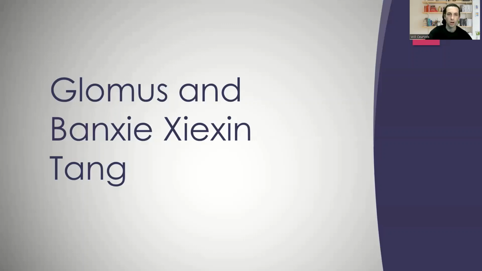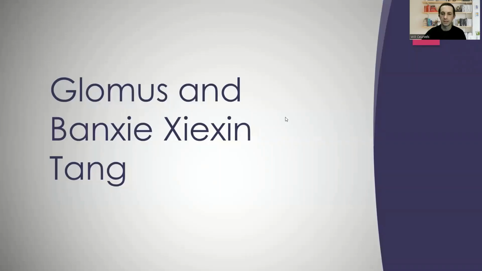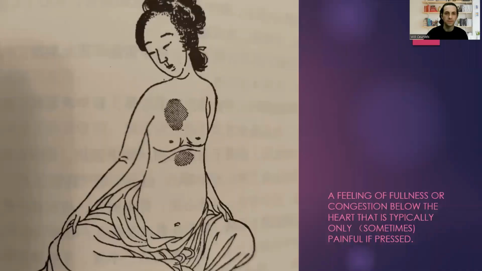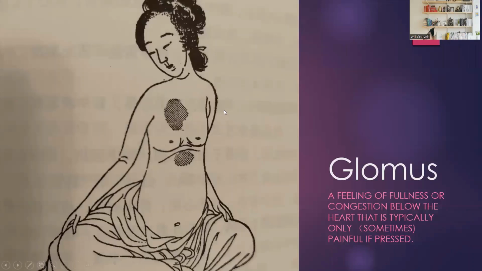Now, on to the Glomus section, which is comprised of quite a few formulas, starting, of course, with Banxia Xiexin Tang. So let's now have a look at the definition of Glomus here. So this particular picture here on the left is from this book here. Oh boy. Okay. That's not very good.